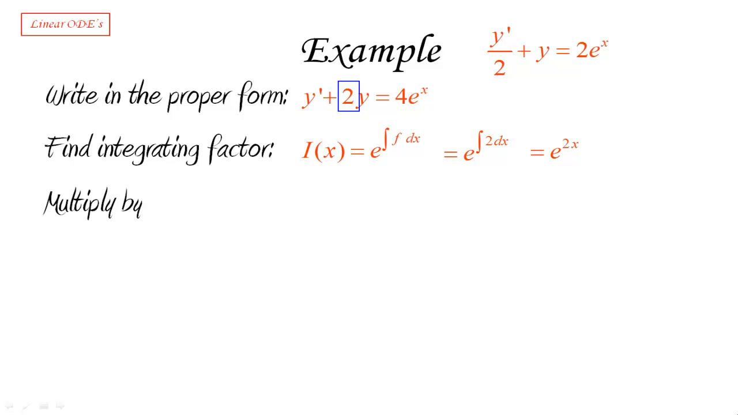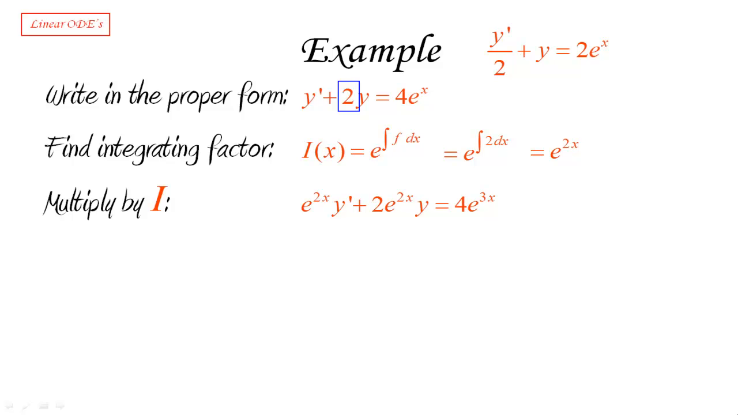Now what we're going to do is multiply both sides of the proper form of the equation by the integrating factor, and that gives us e to the 2x y prime plus 2 e to the 2x y equals 4 e to the 3x. You may want to pause and stop for a second about the algebra here, but that is correct.